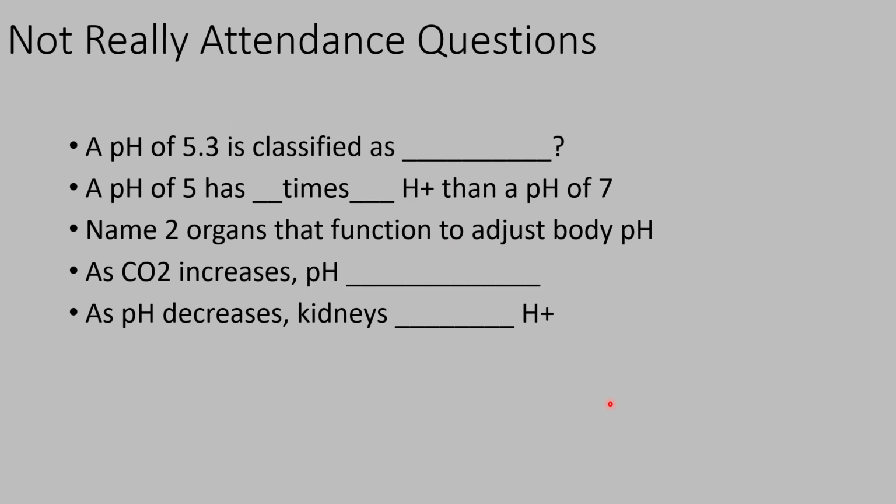So let's start with our not really attendance questions. First, a pH of 5.3 is classified as blank. Next, a pH of 5 has blank times blank H plus, than a pH of 7. Next, name two organs that function to adjust body pH. Next, as CO2 increases, pH blank. And as pH decreases, kidneys blank H+. Go ahead and pause your video, try to answer those questions.